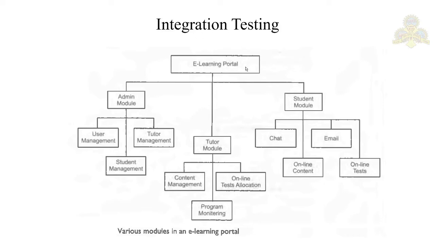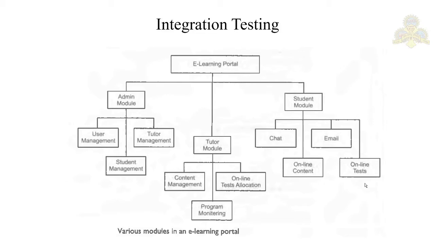Integration testing, we had seen this example. So basically you had three main modules, which is admin, tutor and student. Then we had submodules for each of those modules, right? So consider, for example, this student module. So how do you do the testing of this one? First we do the independent testing of these submodules. Then we do the main module testing later.